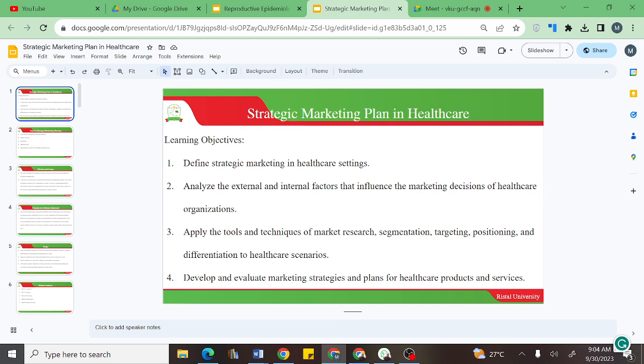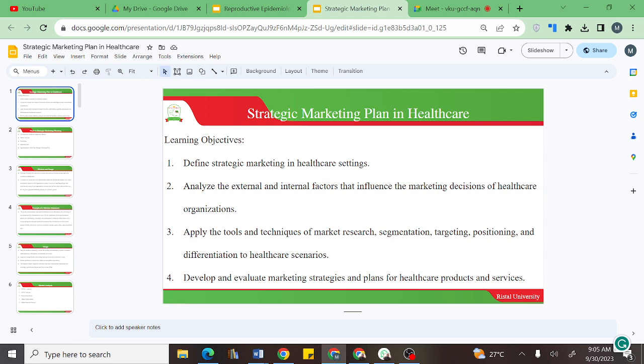We're going to discuss strategic marketing plan in healthcare. So, we'll need to know what strategic marketing is in healthcare settings, and then we also need to know how the marketing decisions are made, what factors influence the marketing strategies being employed in healthcare organizations.